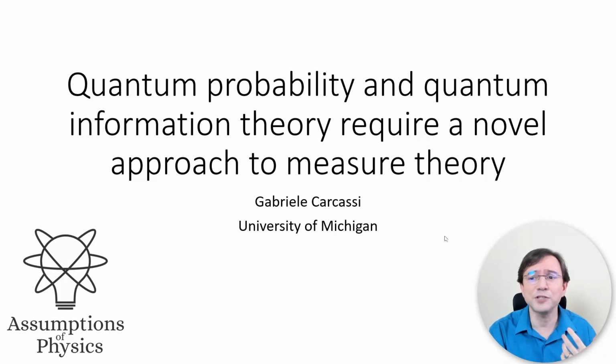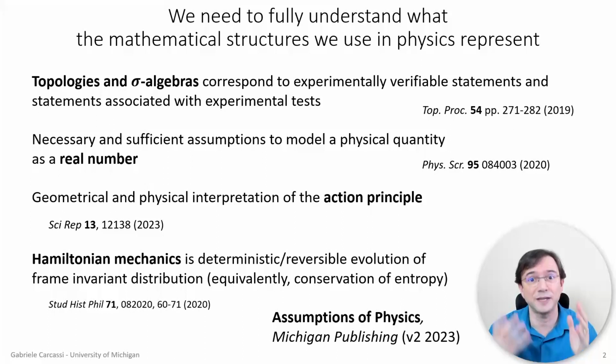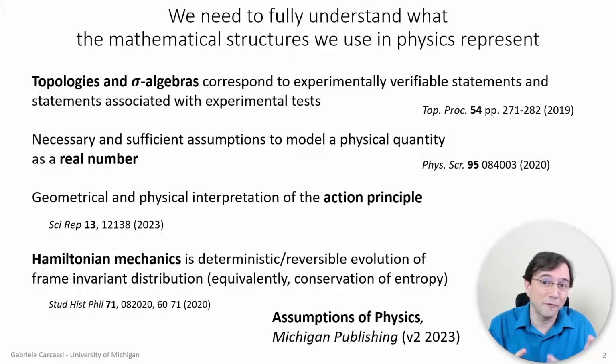So first of all, why are we trying to do that? Well, because we really think, as part of our research program Assumptions of Physics, that we really need to fully understand what the mathematical structures we use in physics represent. The way that we see mathematics and its relationship to physics is that in physics we develop models of physical systems, and the formal, mathematical part starts with essentially a bunch of formal definitions that are there to capture something in the physical world. So it's important to understand what these definitions map to in the physical world, and why, and show that the things in the physical world actually have the properties that the mathematical structure is there to capture.